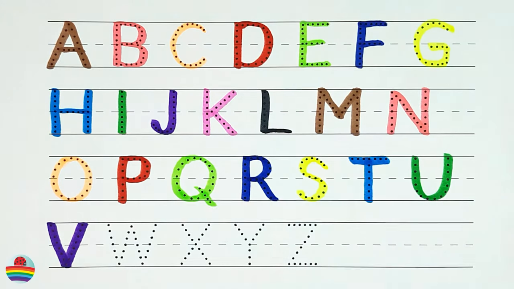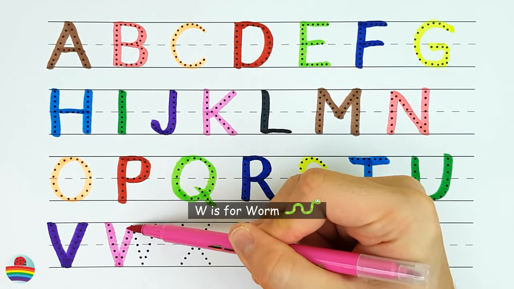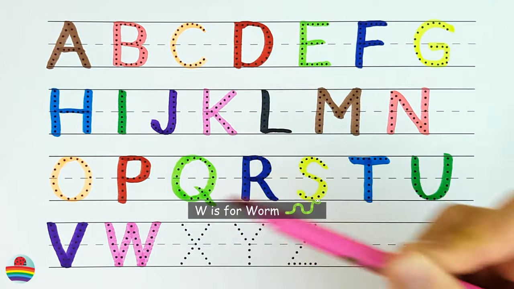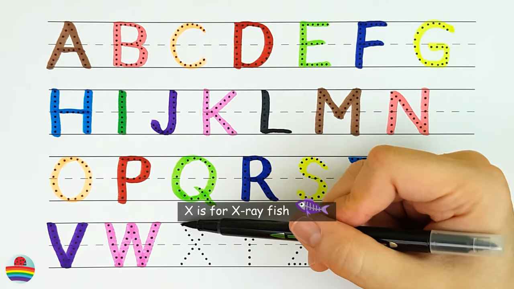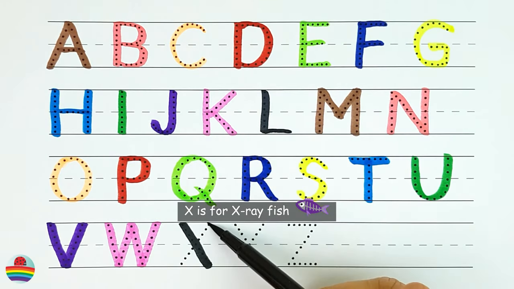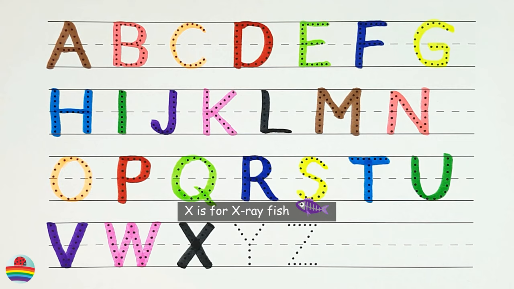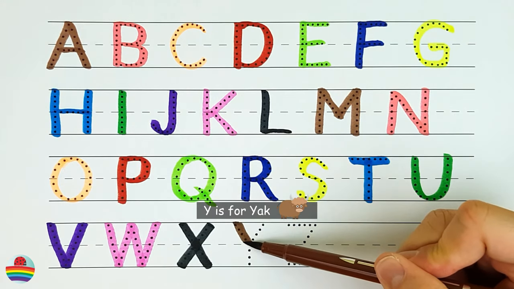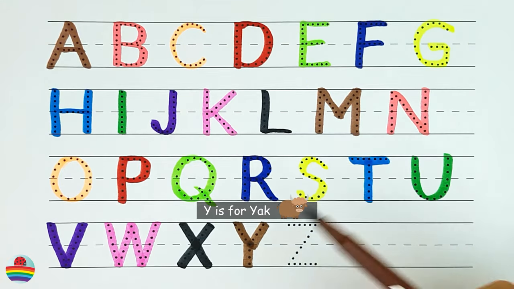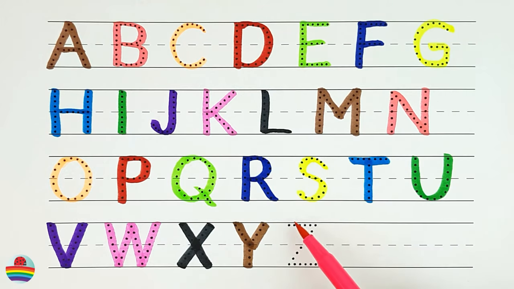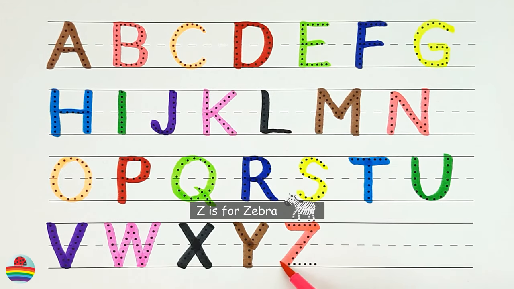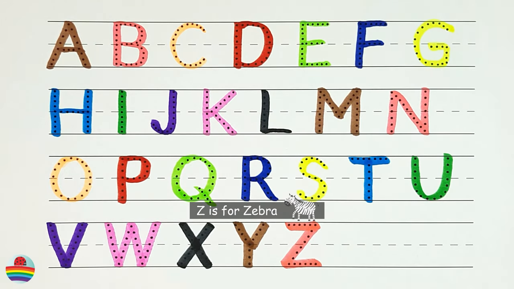W is for worm. X is for X-ray fish. Y is for yak. Z is for zebra.